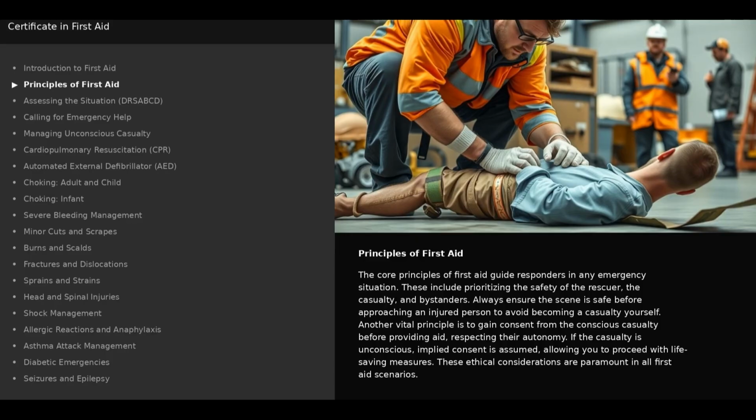Another vital principle is to gain consent from the conscious casualty before providing aid, respecting their autonomy. If the casualty is unconscious, implied consent is assumed, allowing you to proceed with life-saving measures. These ethical considerations are paramount in all first aid scenarios.